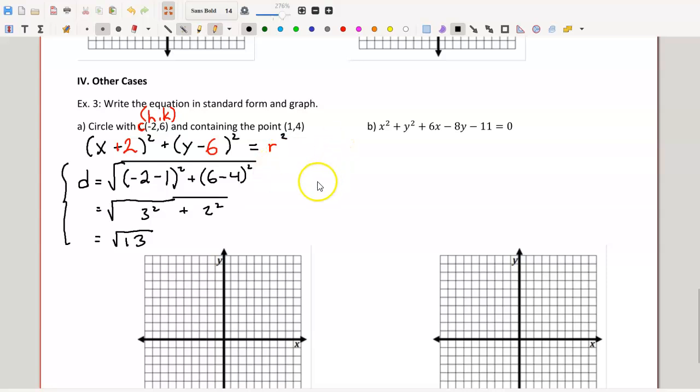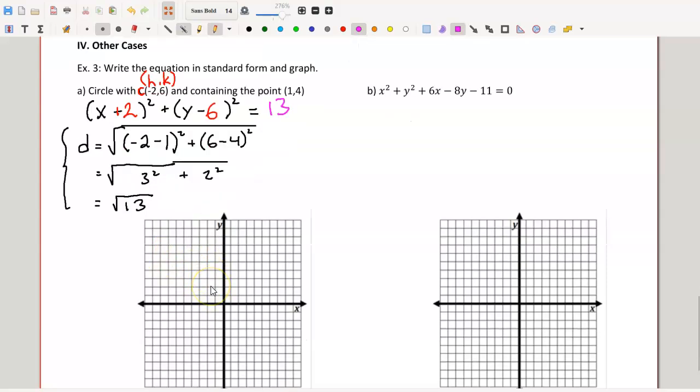Okay, so what should I put right here? What should go right there? 13. Ooh, pink 13. All right, 13. Because it's the radius squared, so it's, right, root 13 squared. That's why this is 13. Okay.